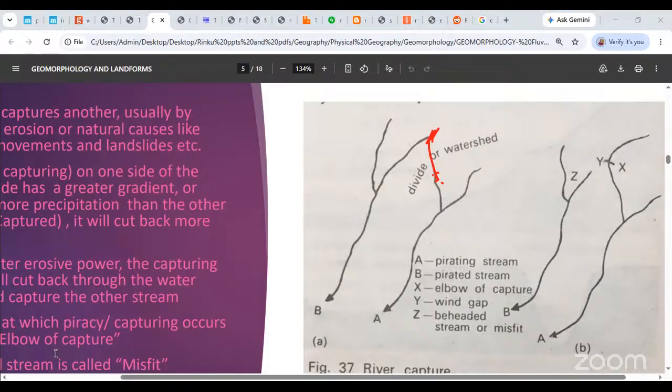Okay. Now what happens is this elbow of capture, this point where it captures the stream, is called the elbow of capture. The gap here that is left, where earlier there was a channel and the water used to flow, is called a wind gap. And then this stream, ये वाली stream is called a misfit or a beheaded stream. Okay, ठीक है? Are we good here?